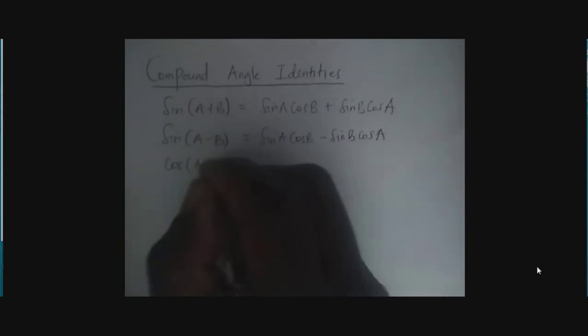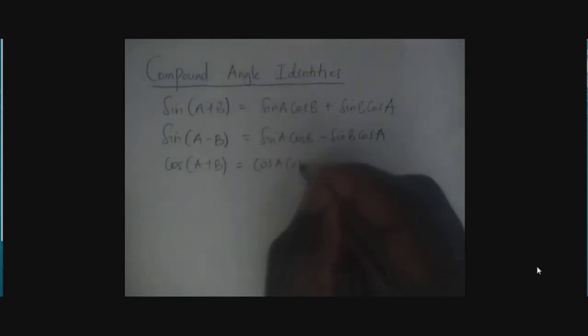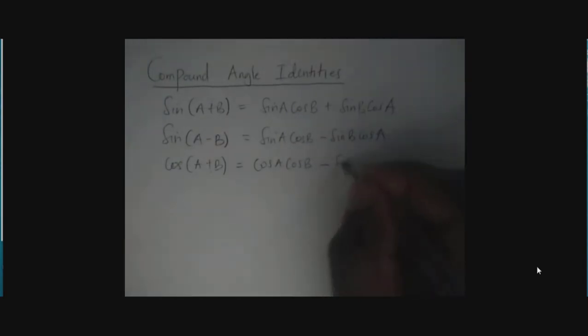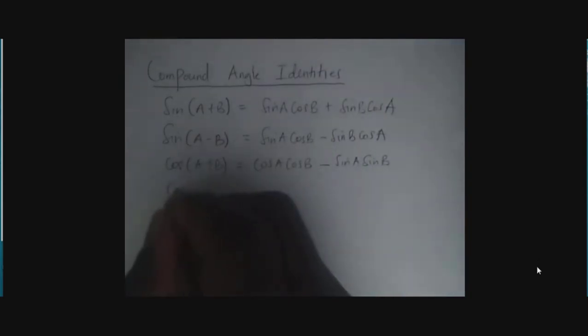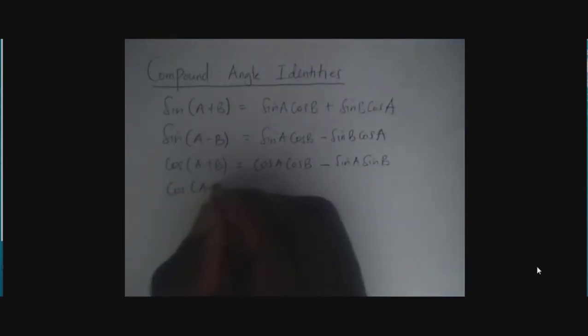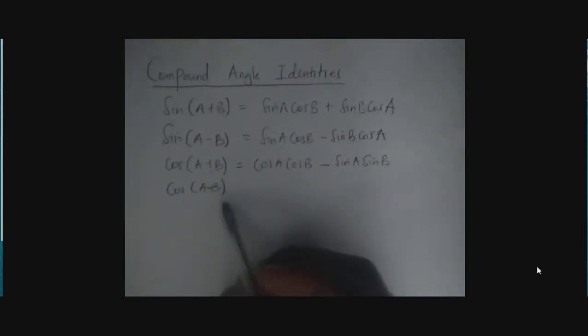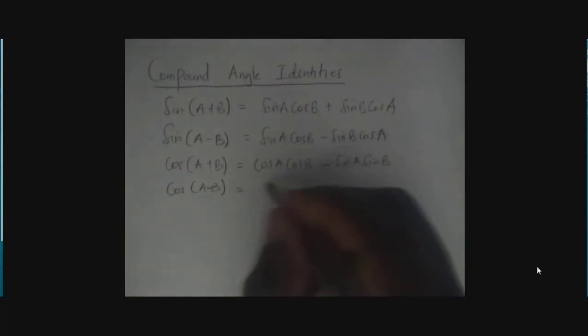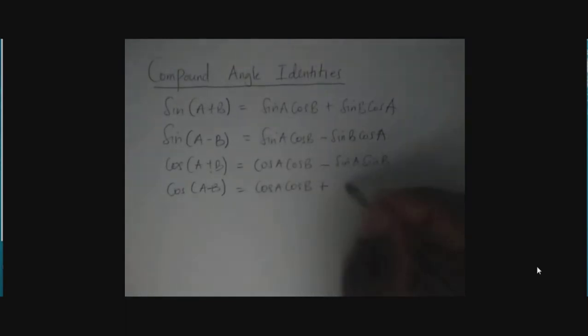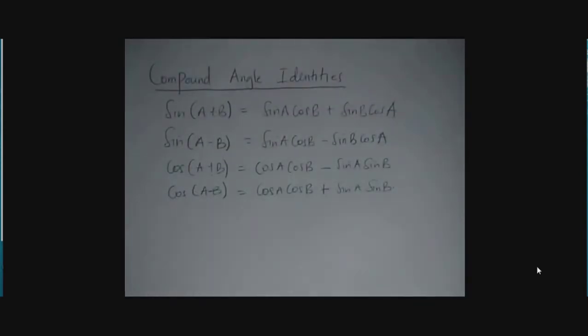The third one will be cos A plus B, which is equals to cos A cos B minus sine A and sine B. Then if you have cos A minus B, so in this case the negative separates the two compound angles. So in this case this identity will be cos A cos B plus sine A sine B, something like that.